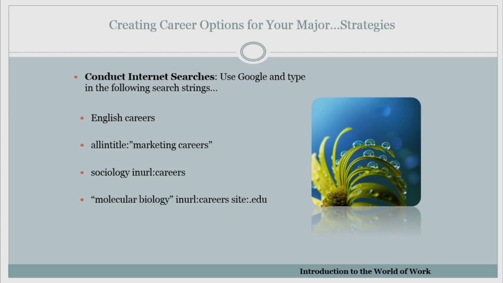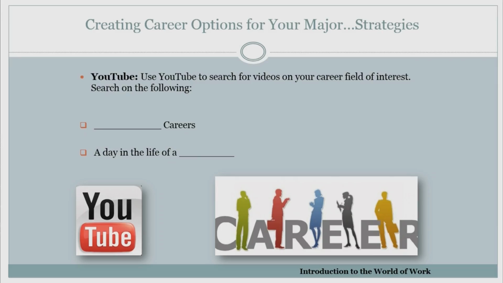Of course, looking at career options related to a given major or field, these are some internet search strategies that you can use by typing in any of these on the bullet points under conducting internet searches, as you can see. The inurl colon and allintitle colon, you can see there's no space after the colon, as well as on site colon. It's really good. So I would try these on your own time when you get a chance.